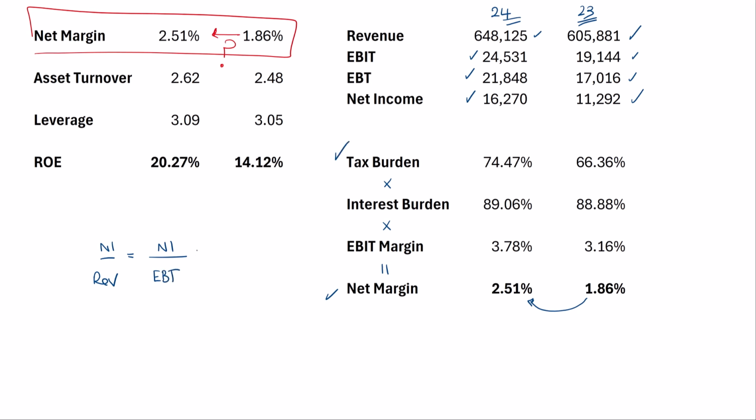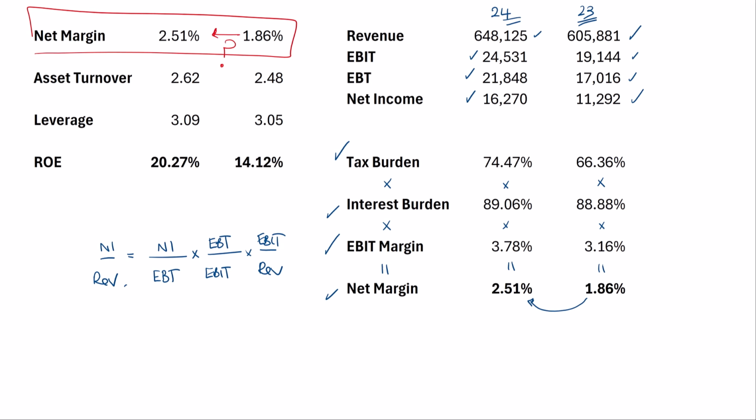That's your tax burden. EBT has to cancel out. What's the next caption you come to? Interest. So you jump up to EBIT. It's your interest burden. EBIT has to cancel out. We need revenue. There's your EBIT margin. So what do we get? 2.51 for 2024, 1.86 for 2023.